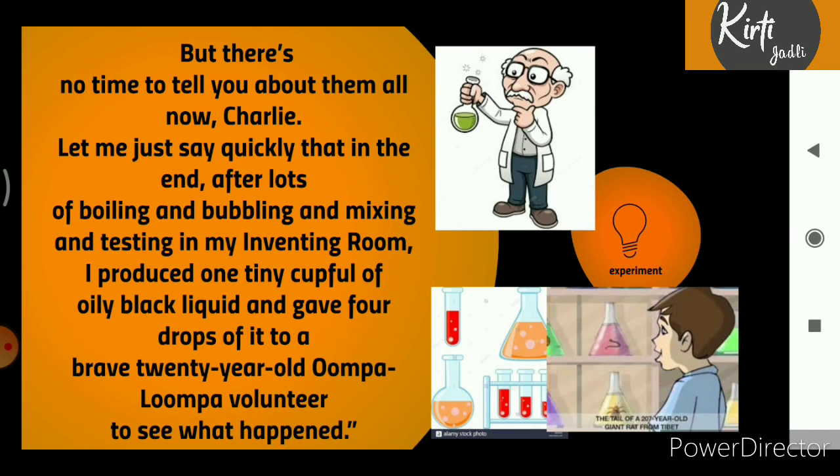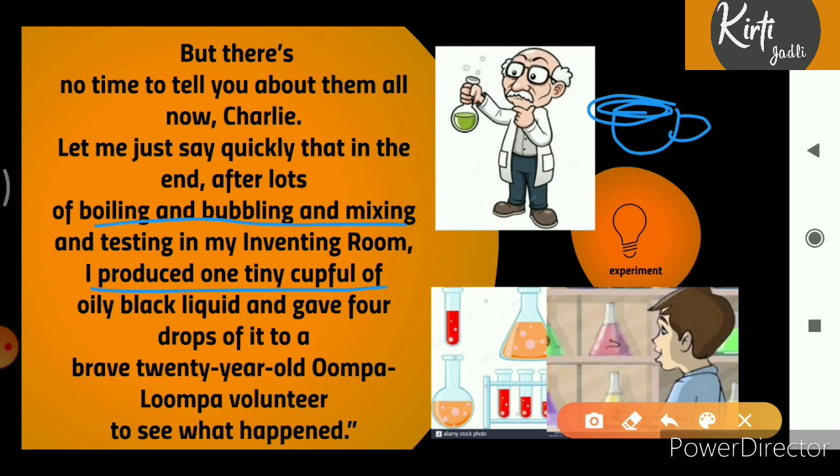So he says that I'm not going to waste my time in telling you all the details, the hard work that I did to collect all of these things. But let me tell you, after putting in so much effort, and after putting all of those things in my inventing room, that is my chemistry lab, I boiled all of these things together. I mixed a lot of things in there, I added a number of things in there, and I finally made a tiny cupful. Tiny cupful means equal to the size of a cup. So I made a tiny cupful of an oily black liquid, and then gave only 4 drops of it to a brave 20-year-old Oompa Loompa.